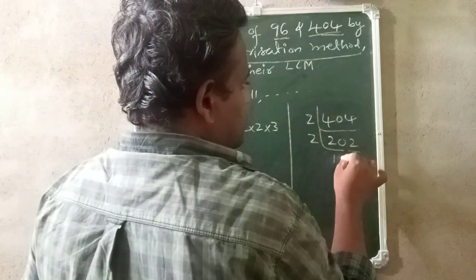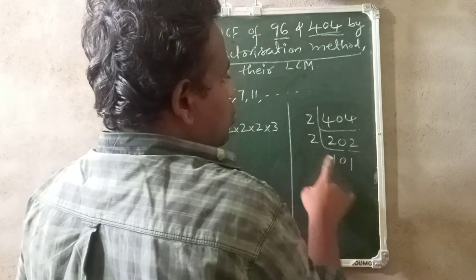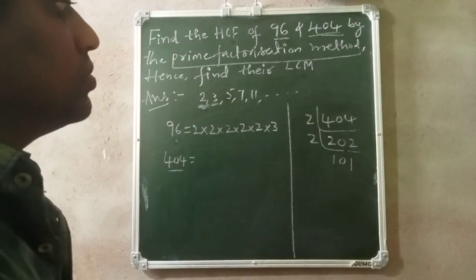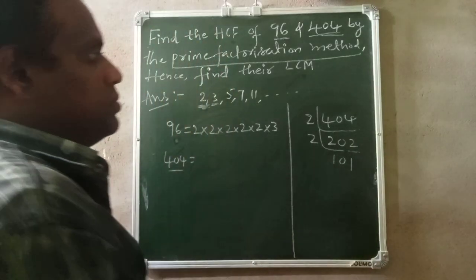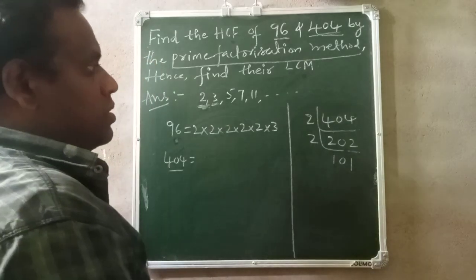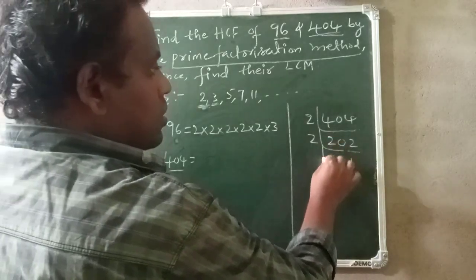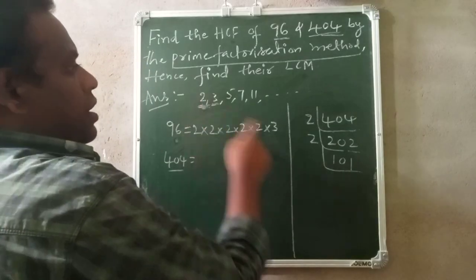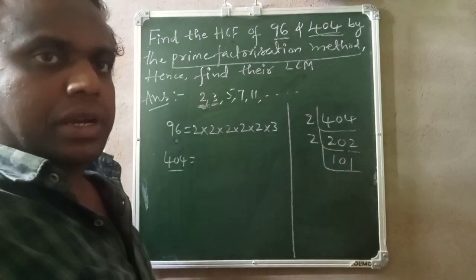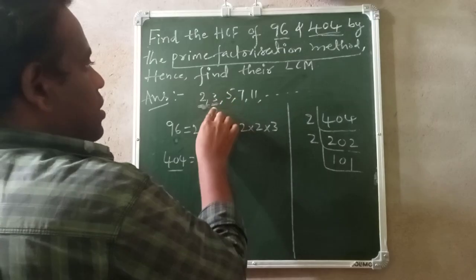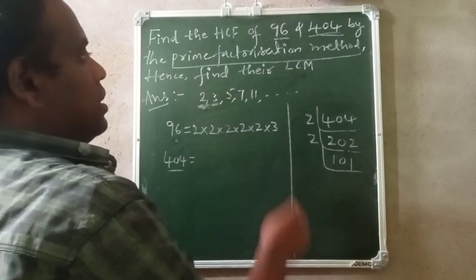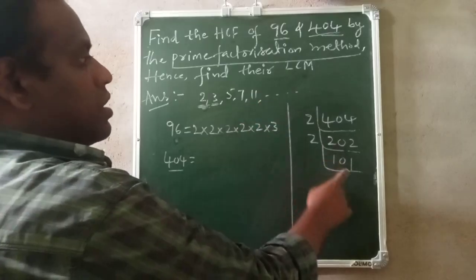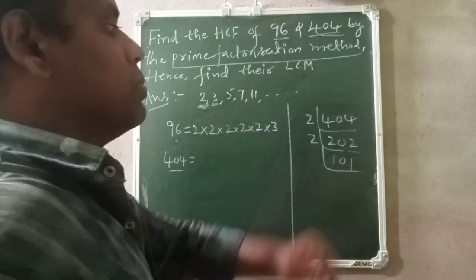Now 2 101 is a 202. Next, now put like this for this 101. Now see, 2 cannot divide this 101 completely. So next number is 3. 3 also cannot divide this completely. 5 also cannot. 7 also no. 11 also cannot divide this completely.